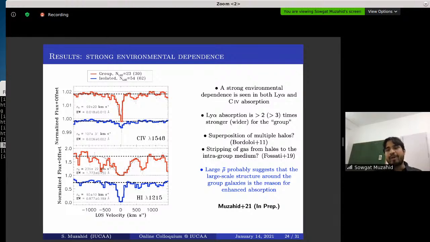But in a later paper, by, I think, someone, they showed that if it is just the superposition of multiple halos, it actually messes up the kinematics. In a recent paper by Fossati, they also say that stripping of gas from the halo into the intergroup medium can enhance the cross section of your gas, which can cause higher absorption in the case of group galaxies. But since our impact parameters are really large, we think that probably the group galaxies are surrounded by a richer large-scale structure, which is causing this enhanced absorption. But we don't know for sure. It's a work in preparation, and I'll be happy to hear your viewpoints on these results.